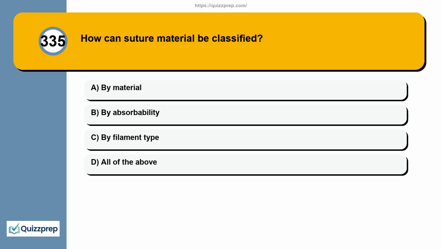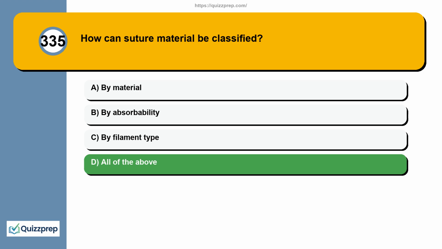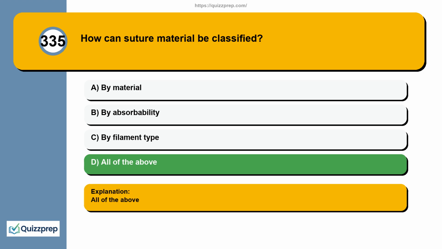Question 335. How can suture material be classified? Option A. By material. Option B. By absorbability. Option C. By filament type. Option D. All of the above. The correct answer is option D. All of the above.